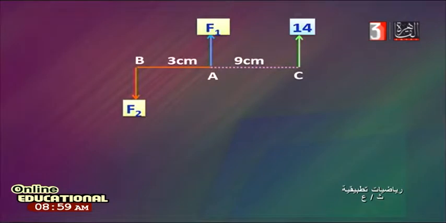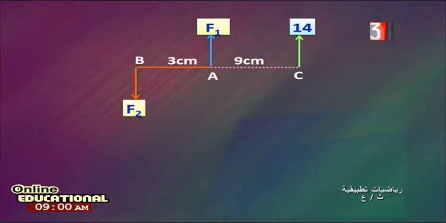Look at, my dear son. In the opposite figure, F1 and F2 are in opposite directions. R equals 14. We have two unknowns, F1 and F2. We need two equations. The first equation, F2 equals F1 plus 14, or 14 equals F1 minus F2. And we need another equation by using the moment.